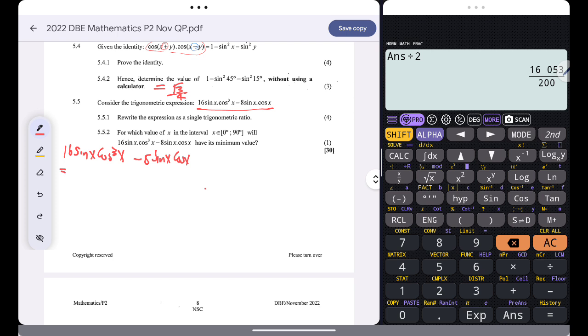I can take out a common factor here. 8 sine x cos x is common, right? Whenever I take it out, I'll be left with 2 cos squared x from the first part minus 1, right? I can change the 8 sine x cos x and write them into one trig ratio. How can I do so? I know that 8 can be written as 4 times 2.